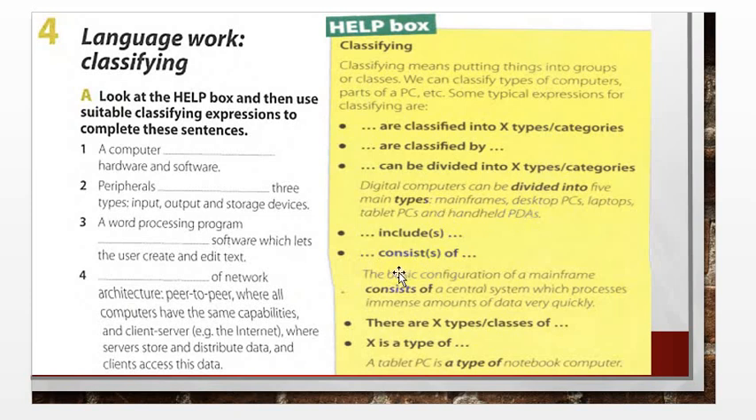The computer consists of many types: mainframe computer, desktop PCs, like this. The basic configuration of mainframe consists of a central system which processes an immense amount of data very quickly. There are X types, or there are X classes of. X is a type of. You can see a tablet PC is a type of notebook computer.